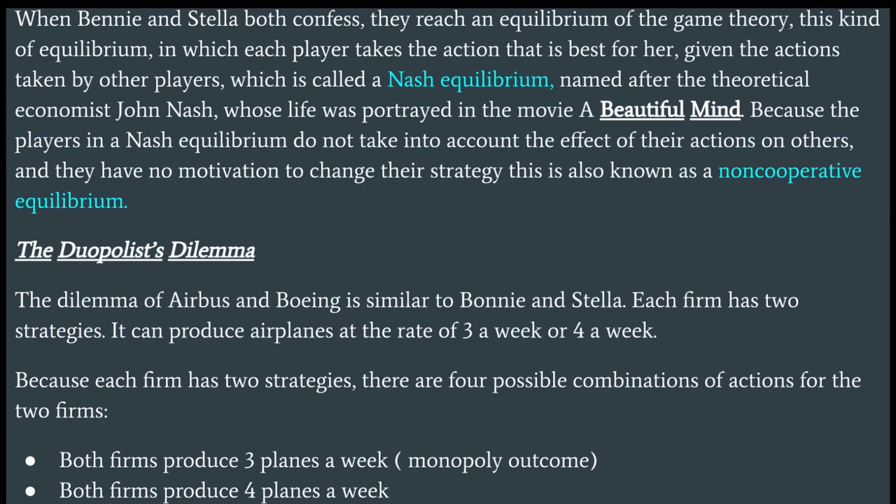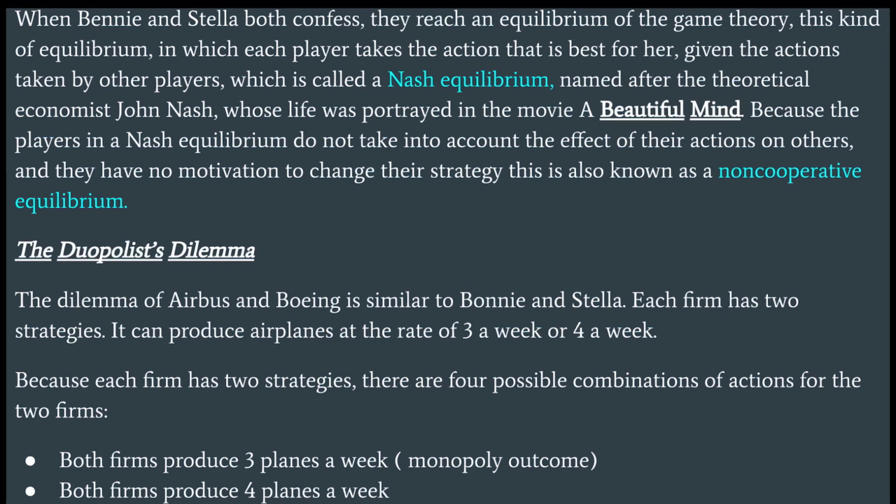The second example is the duopolist's dilemma. The dilemma of Airbus and Boeing is similar to that of Benny and Stella. Each firm has two strategies. It can produce aeroplanes at the rate of 3 a week or 4 a week. Because each firm has two strategies, there are four possible combinations of actions for the two firms.